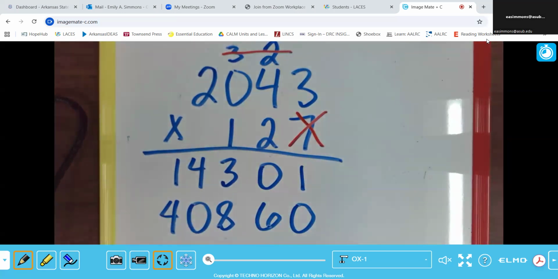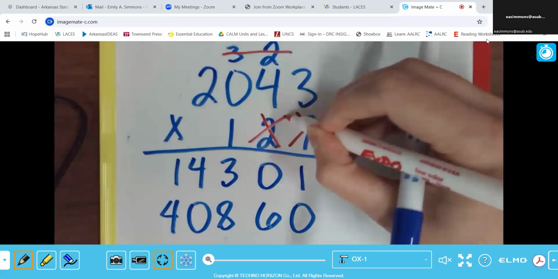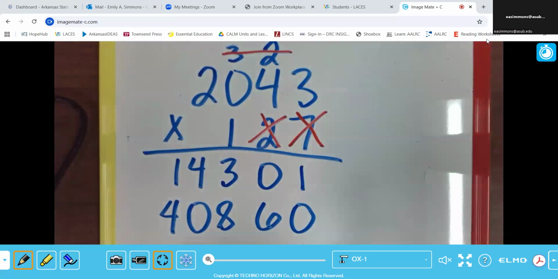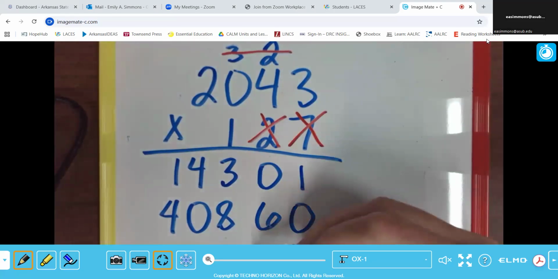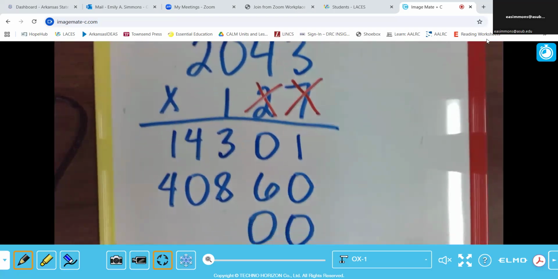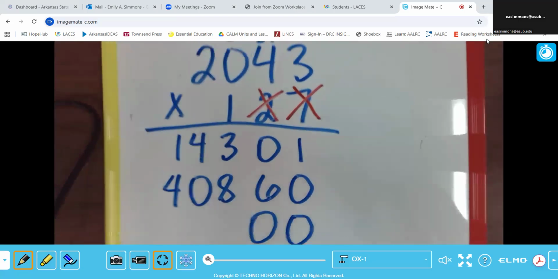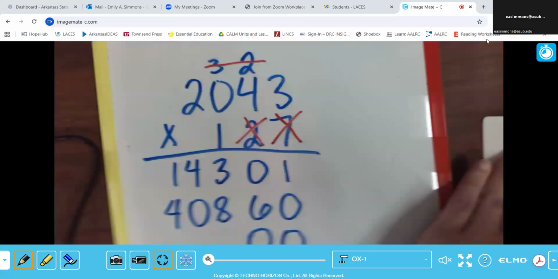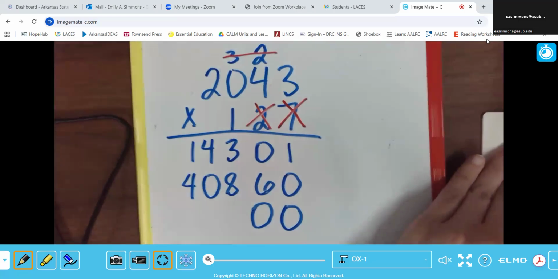We're done with our ones place and our tens place now, so we can mark those out. And we're going to put a 0 in the ones place and the tens place. 2 placeholder zeros. Adjust this. There we go.